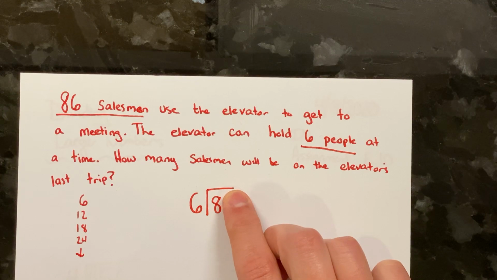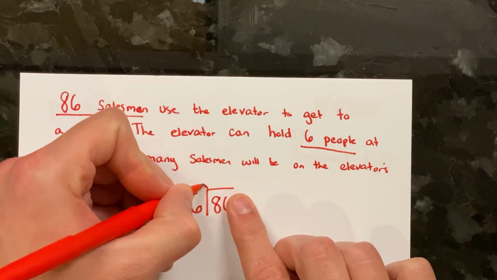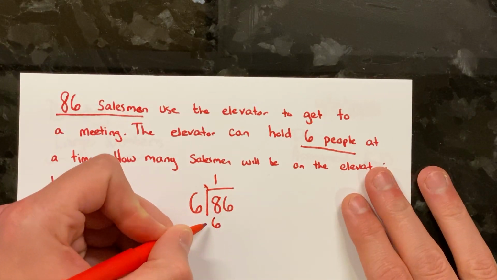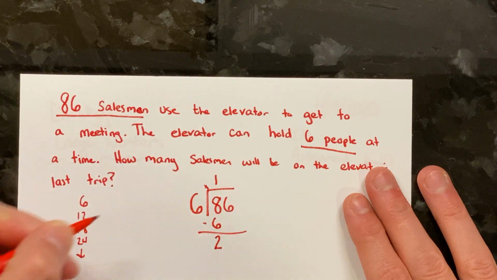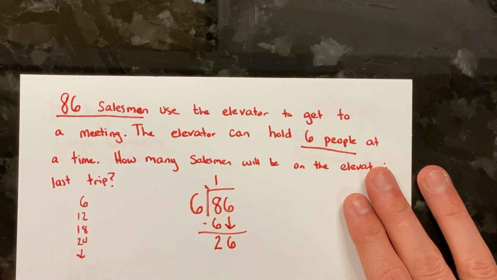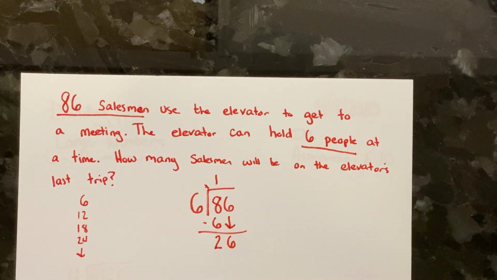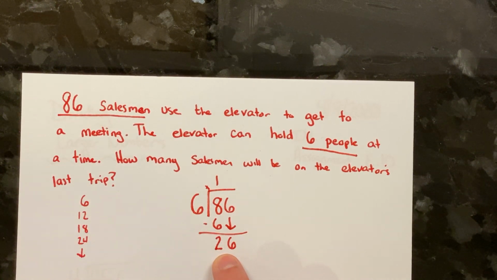The closest I can get to 8 without going over would be 6. 6 times 1 is 6. When I subtract, I have 2 left over. Multiply, subtract, bring it on down, and bring it on back. My new division problem leaves me with 26. How many times can I multiply 6 to get as close to 26 without going over?